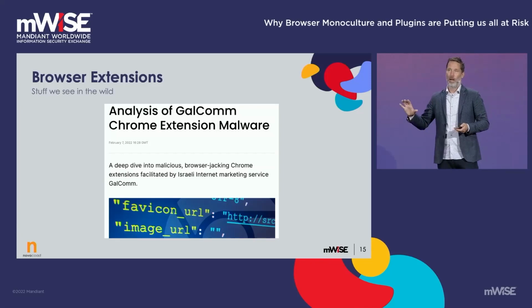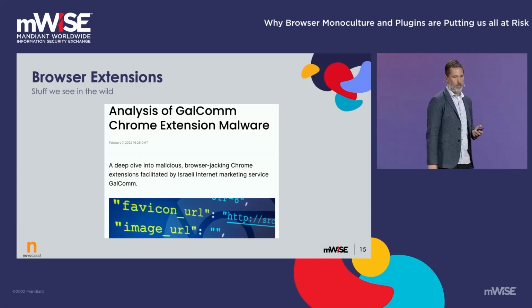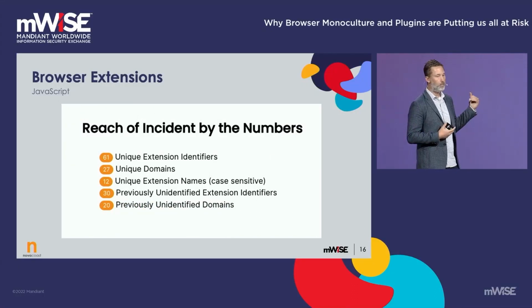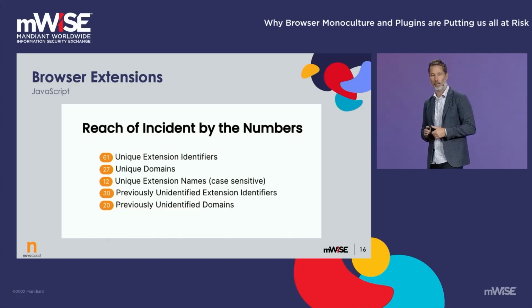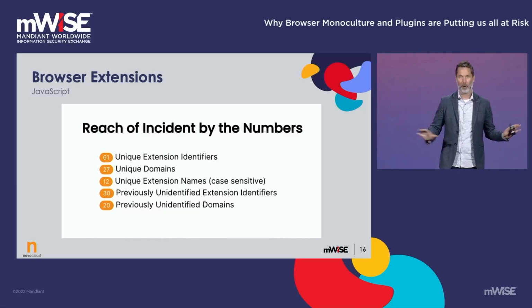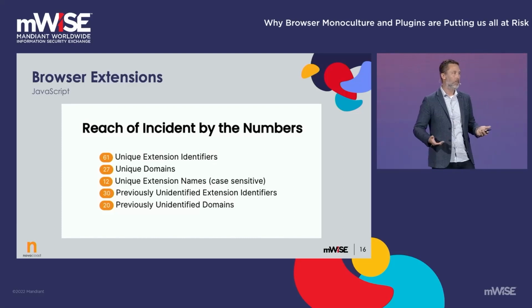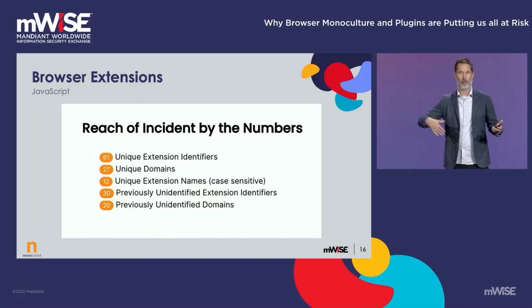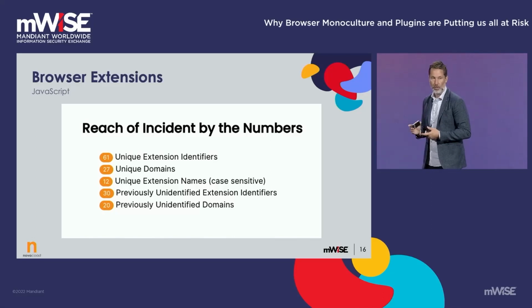I'll give you some of the numbers by default. Every one of these is a unique extension identifier. So 61 unique names in the extension. Every one of them was sideloaded. They all showed up from somewhere else. Now, one of the problems is I can't always tell after the fact where it came from. If it has an update URL as part of the manifest metadata, then I have a lot better idea of where it came from or how it got there. But this one had 61 unique extensions to it.